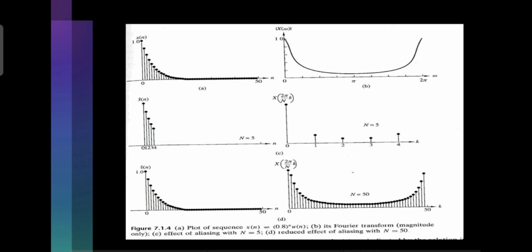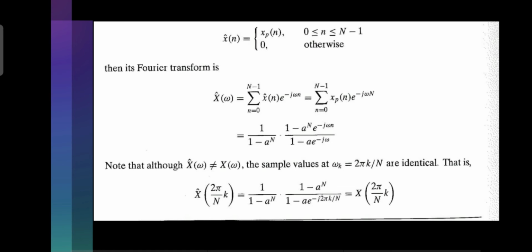For a equals 0.8, the sequence x of n and its spectrum X of omega are shown in Fig. 7.1.4a and 7.1.4b respectively. The aliased sequences xp of n, for N equals 5 and N equals 50, and the corresponding spectral samples are shown in Fig. 7.1.4c and 7.1.4d respectively. We note that the aliasing effects are negligible for N equals 50. If we define the aliased finite duration sequence x cap of n equal to xp of n, where 0 less than or equal to n less than or equal to capital N minus 1, otherwise equal to 0, then its Fourier transform. Now the DFT.